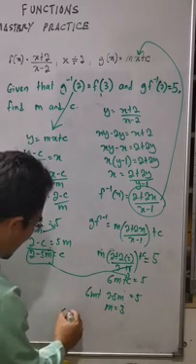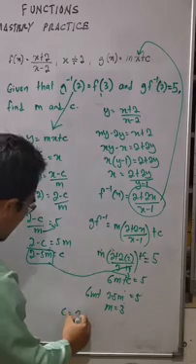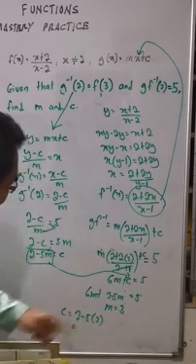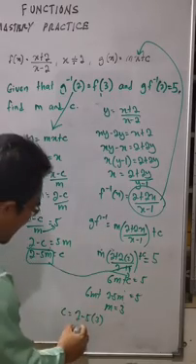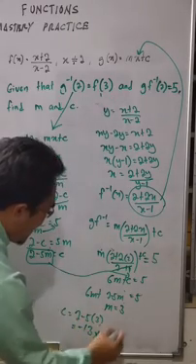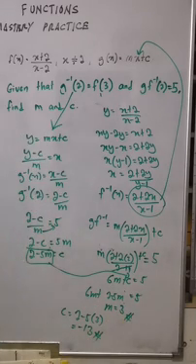Now find c. c will be 2 minus 5 times 3. 5 times 3 is 15, and 2 minus 15 will be negative 13. So this is c, and this is m. Okay? So you will need to take a lot of time to do practice like this.